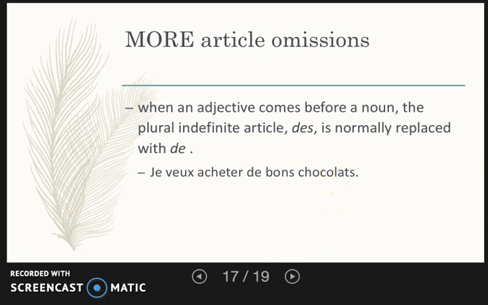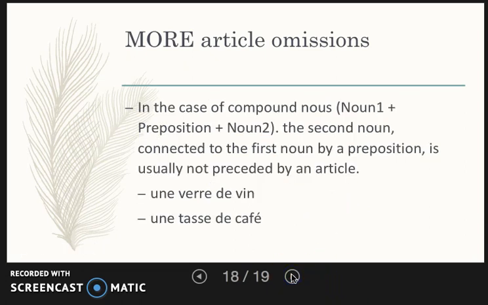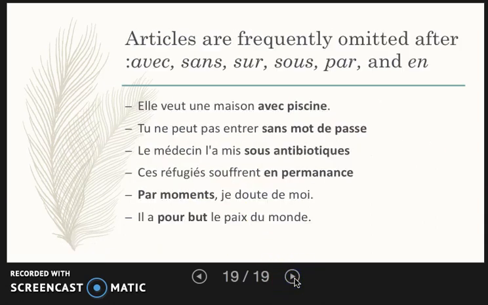I don't need "des." There's a few more omissions in the case of compound nouns, like one noun with the preposition and then the second noun, then we just use "de." So a glass of wine, "un verre de vin," "une tasse de café," a cup of coffee. Yum, yum, yum. So basically, these are giving a quantity, and so then we only need "de" instead of the article. Articles can also be frequently omitted after avec, sans, sur, sous, par, or en. And a lot of these are very common expressions that you're going to hear.